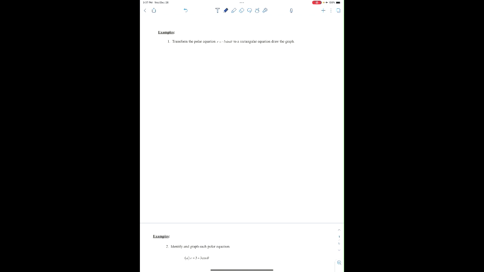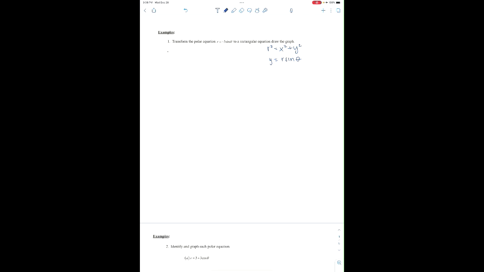Example 1. Here we're going to transform our polar equation to a rectangular equation and draw the graph. So we have r equals -3 sine theta, and some things that we want to remember is r squared equals x squared plus y squared, and we see sine theta there, so remember that y is what's going to call out that sine theta.